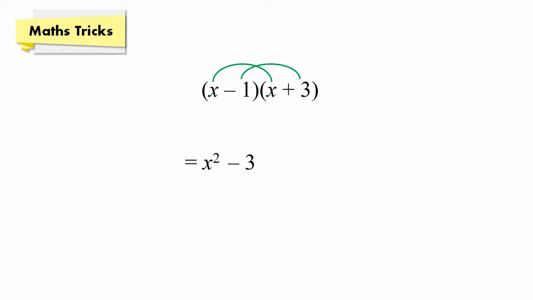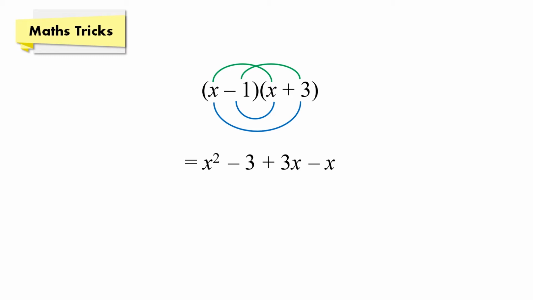Time to draw the bottom part of the smiling face. We have a big smile and a small smile. For the big one, we have x times positive 3. That is positive 3x. The small one is negative 1 times x. We have negative x.